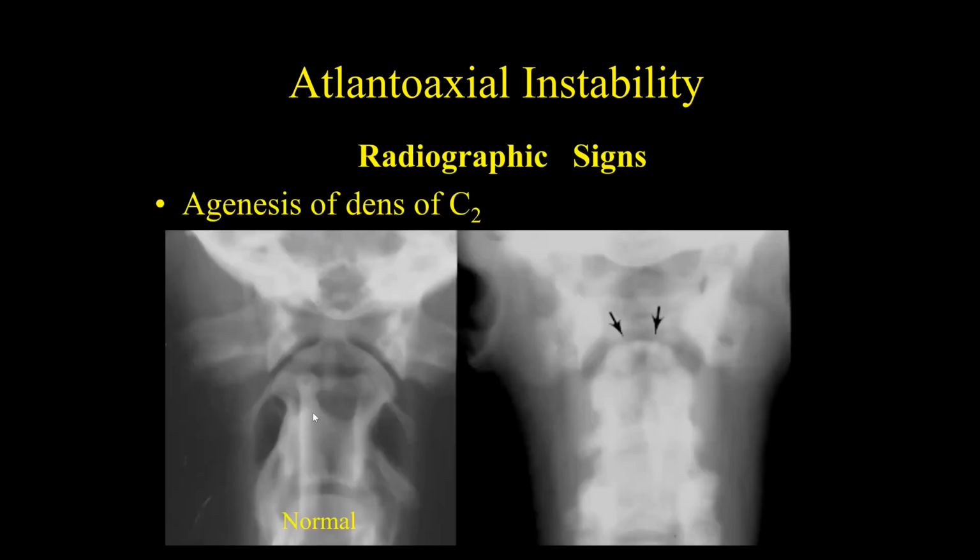Here's an example of a normal dog on the craniocaudal view. You can see here's C2 right in here, here's C1. This little tooth-like thing right in here is the dens. That's a normal dens. That's what you should see. Here's another dog here, and you don't see the dens at all. So this dog doesn't have formation of the dens. It's gone. Okay, so that's aplasia of the dens. It probably never formed right.